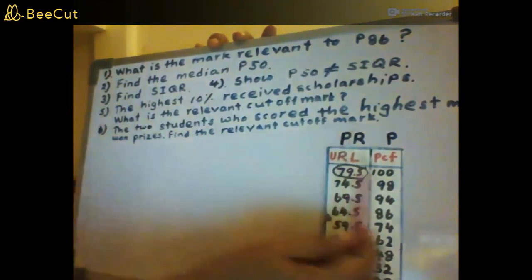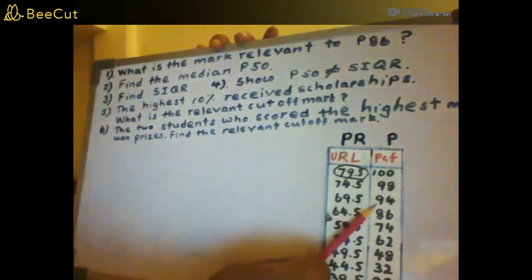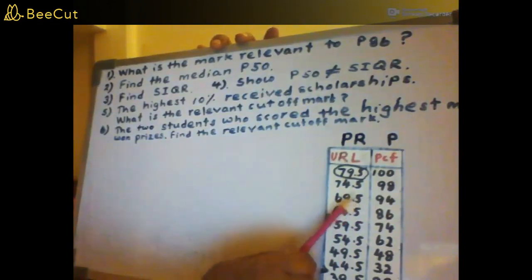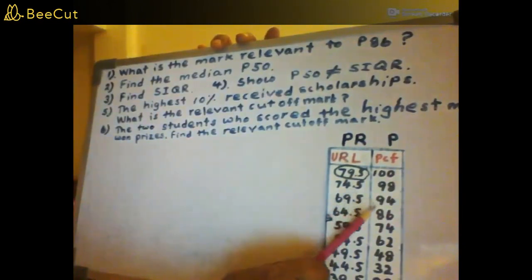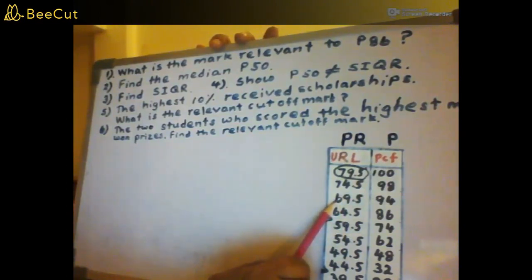Now tell me, what is P94? P94 is 69.5. The meaning is there are 94% of students who have scored marks less than 69.5. That is what is meant by P94, right? P94 is 69.5.